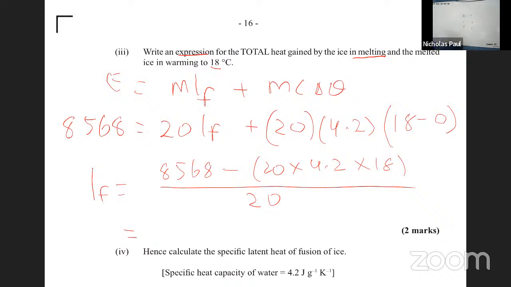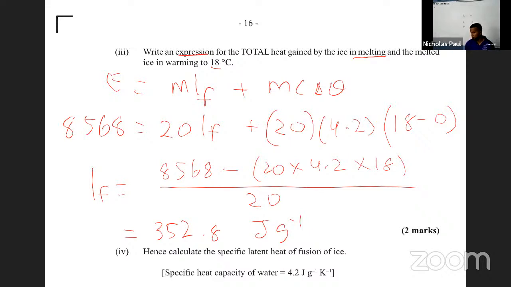And again, the value is something you can learn, so you'll have an idea. How much did you get? Okay. 352.8 joules per gram. Okay with that?